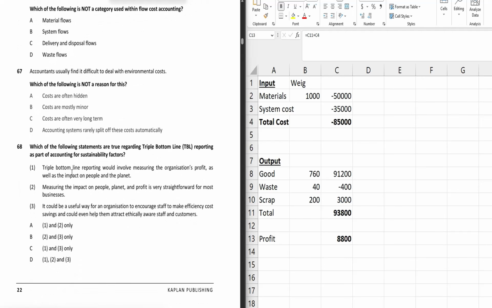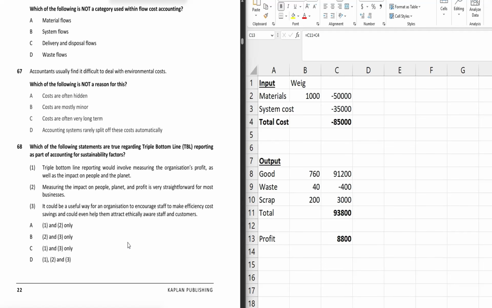Okay. Now 68. Which of the following statements are true regarding TBL, triple bottom line reporting, as a part of accounting for sustainability factors? So TBL, that means triple bottom line, actually looks into three areas, that is people, planet, and profit. So people means impact on employees, their customers, and the society where they are operating. Planet means impact on the environment, and profit means obviously the financial performance of the company.